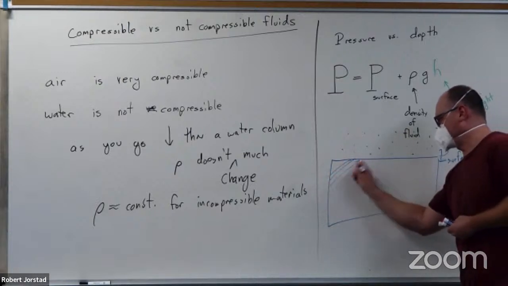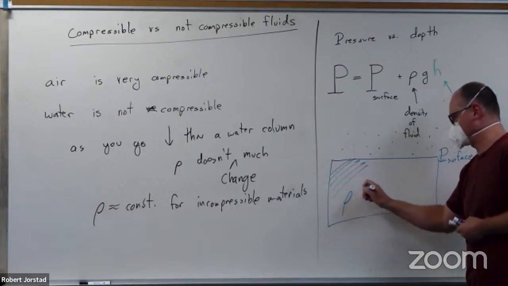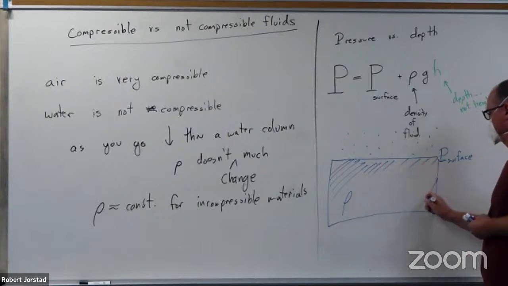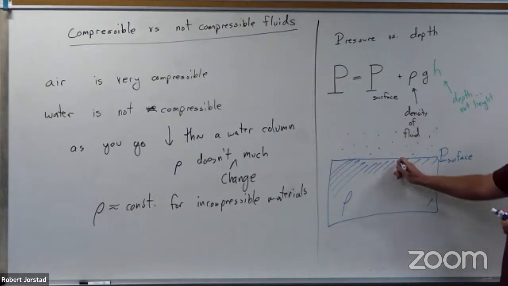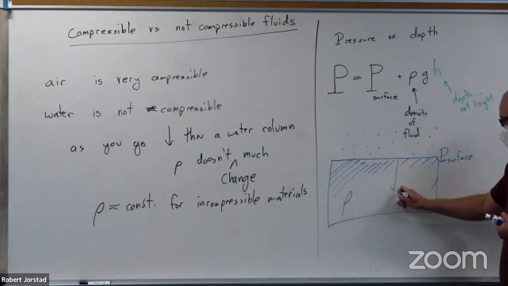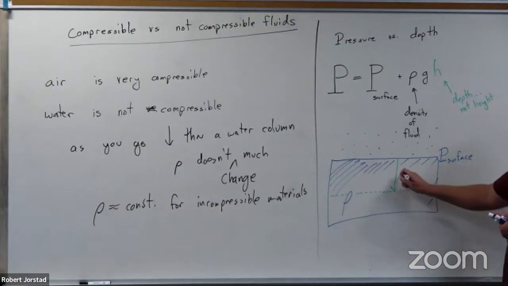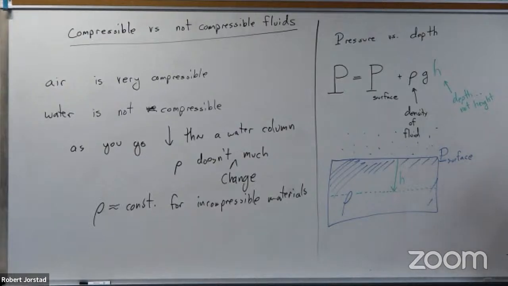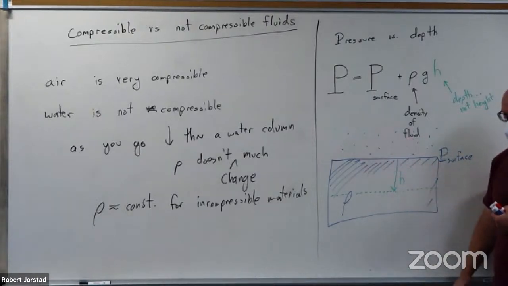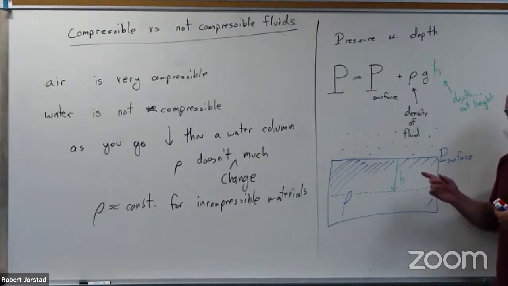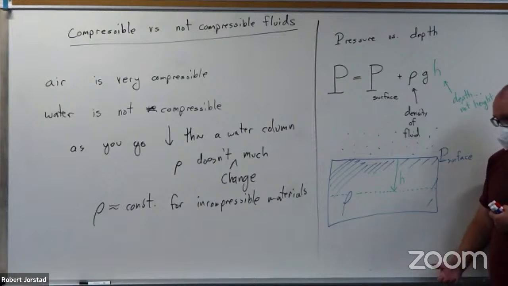But let's say we're in this fluid, and this fluid has some density rho. The idea is, as you go beneath the surface, everywhere on this line, that is some depth, H, has more pressure. And that's effectively because you have more water on top pushing down. Right? What's interesting about this is it's true whether you use a swimming pool or a garden hose.